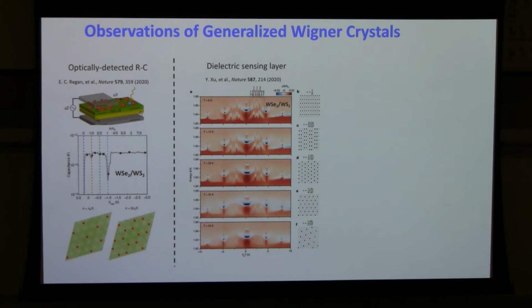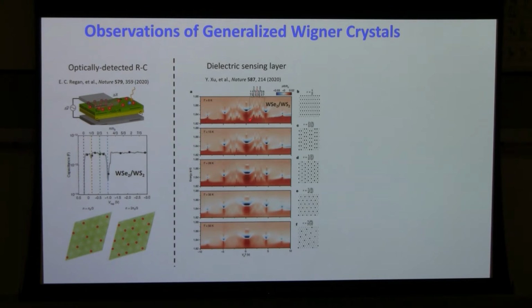Another group that saw similar kind of behavior was Kin Fai Mak's group and Jie Shan's group as well. They did this very clever exciton technique, and they saw evidence for Wigner crystal, generalized Wigner crystal formation at a variety of different filling factors that you can see up here.